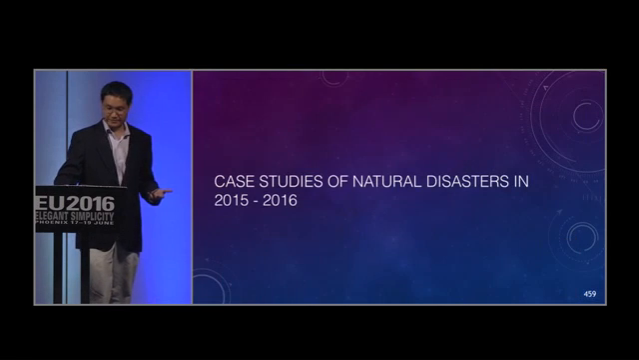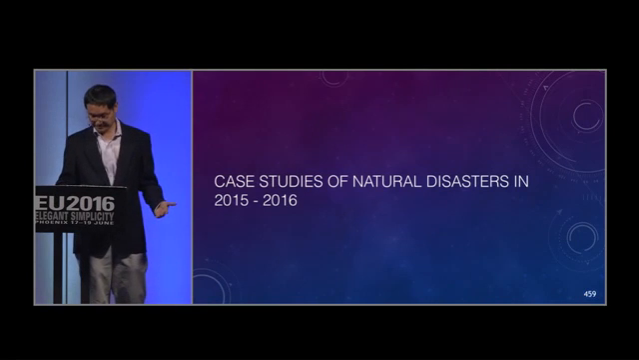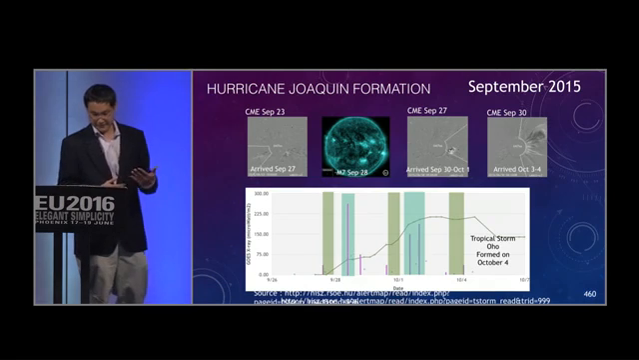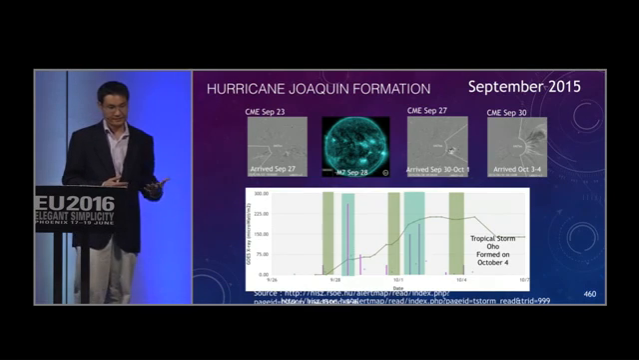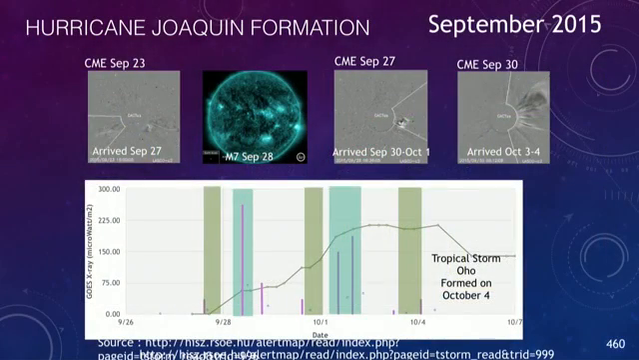So let's go into a case study from last year and this year. Last year, one of the biggest hurricanes that occurred was Hurricane Joaquin, which happened in September 2015. If we start the events with a lot of solar activity and CMEs, you start to see that the storm started to form on September 27, which happened after one of the coronal mass ejection events.